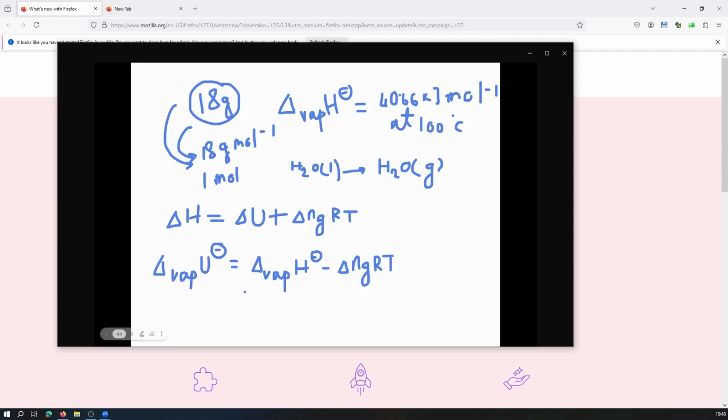So we have this equation now. The delta vaporization of H is given as 40.66 kilojoule per mole. Now we have to calculate the second term, that is delta NgRT. First we have to calculate delta Ng. Delta Ng is 1 because on the right hand side we have a gaseous molecule H2O. On the left hand side we have a liquid molecule of water, so we do not have any gas left. So delta Ng will be 1 minus 0. That's why we have delta Ng as 1.